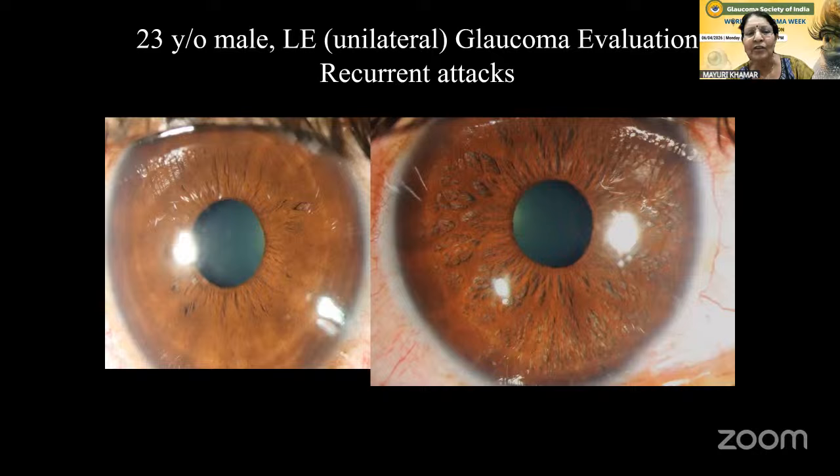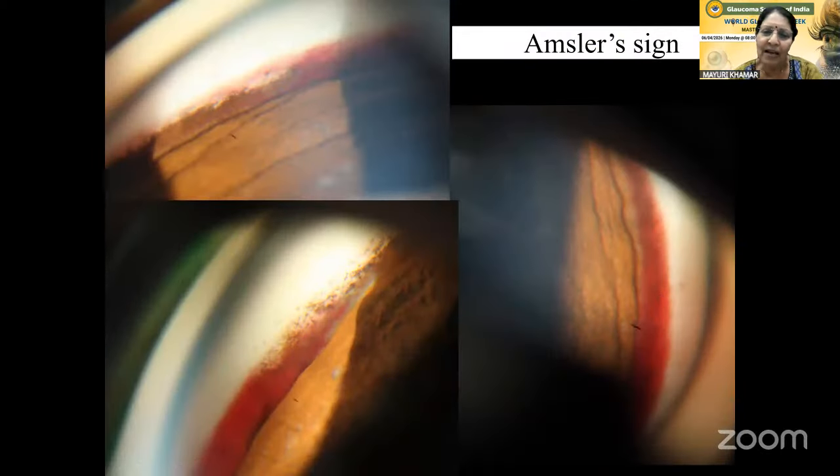Now, this is a young patient with recurrent attacks of glaucoma in the left eye. He was referred to us. While performing gonioscopy, we found that the patient had patchy pigmentation nasally. And while doing the photography, I could see that something was wrong in the other angle. You can see the blood appearing in the angle area, and gradually the whole angle was filled up with fresh blood. This is the typical Amsler sign.